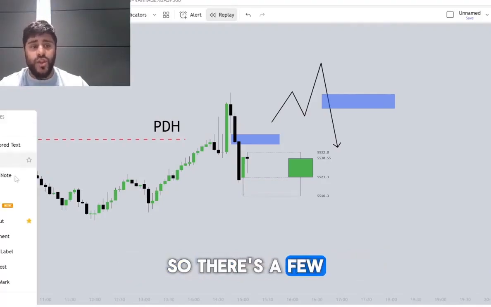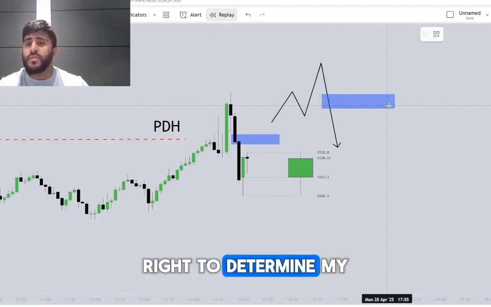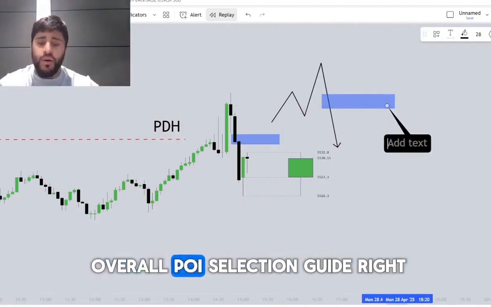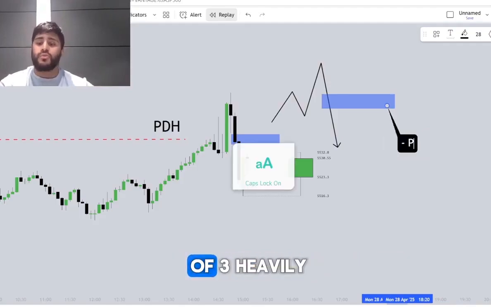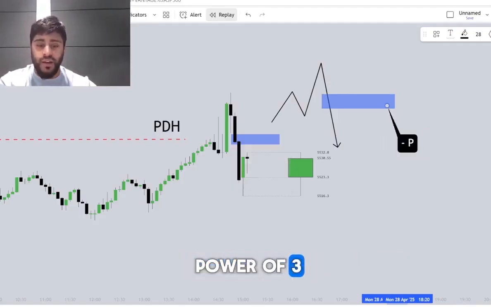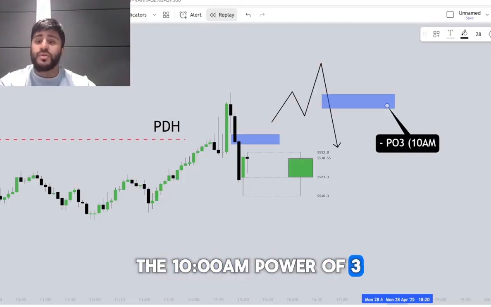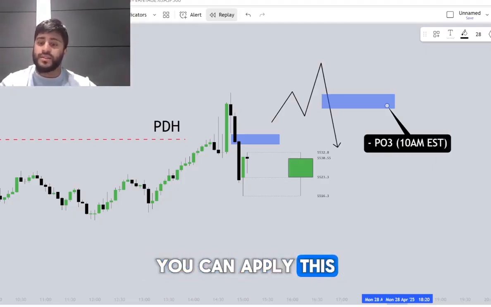A good question. So there's a few things I use to determine my entries, to determine my overall POI selection guide. I use the power of three heavily. And when I say power of three, I like to use the 10 a.m. power of three because I'm more of a scalper on ES. You can apply this to NQ.